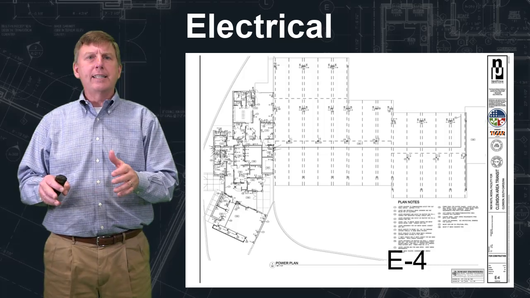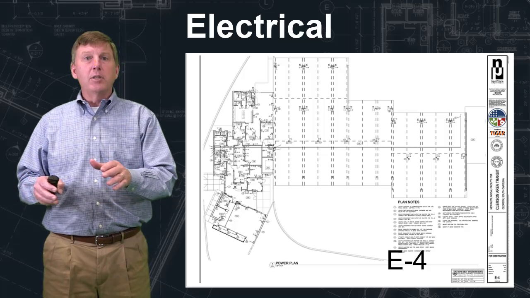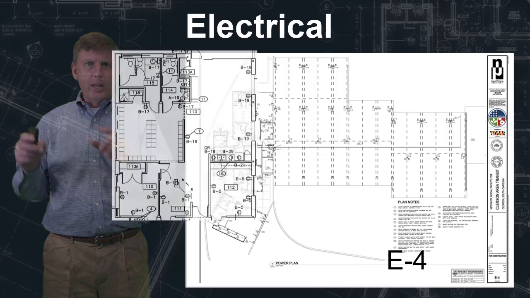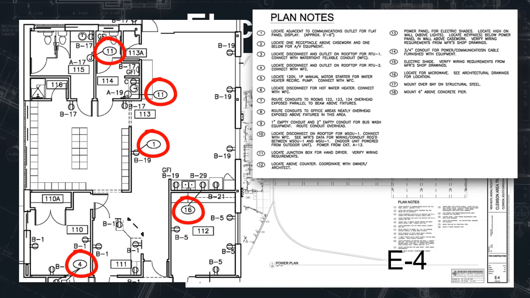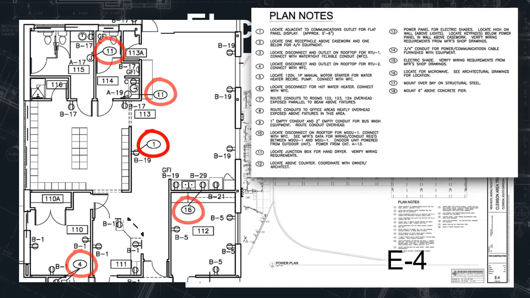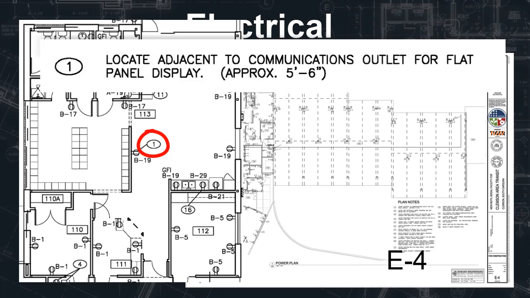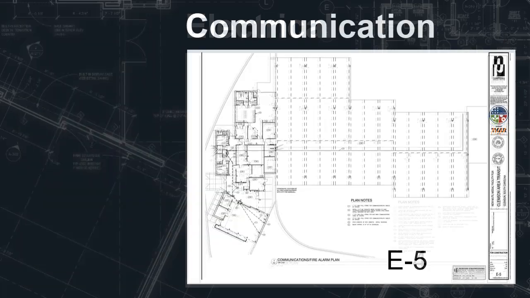And the power plan indicates where all the outlets are. What you're going to notice on this power plan, and there are a lot of notes pointing to the outlets, to indicate certain things that they want for those outlets. For example, this note number 1 in the driver's area. It says locate adjacent to the communication box for a flat panel display.